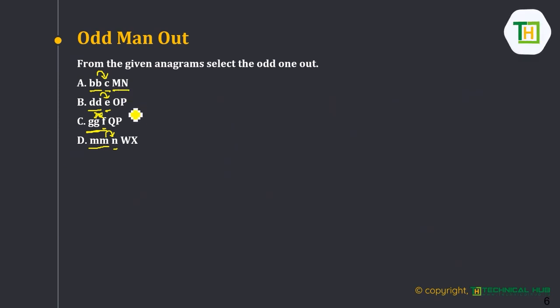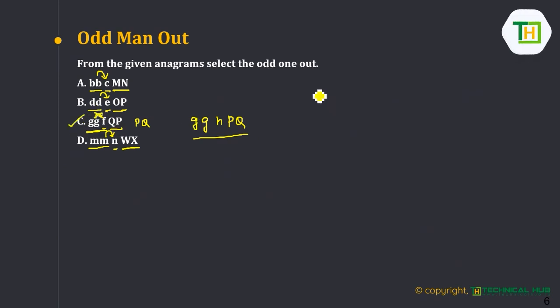OP they are consecutive, and WX they are consecutive letters. But QP they are also consecutive but in reverse order. So it should be PQ. So the correct one should be GGHPQ. If that is there, it follows the logic of the remaining 3. But option C is the wrong one.